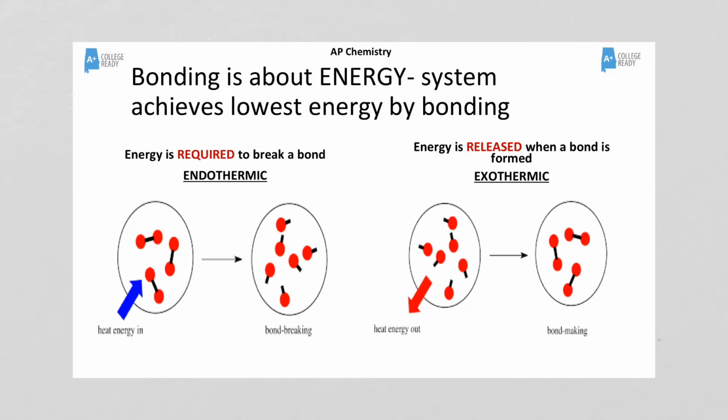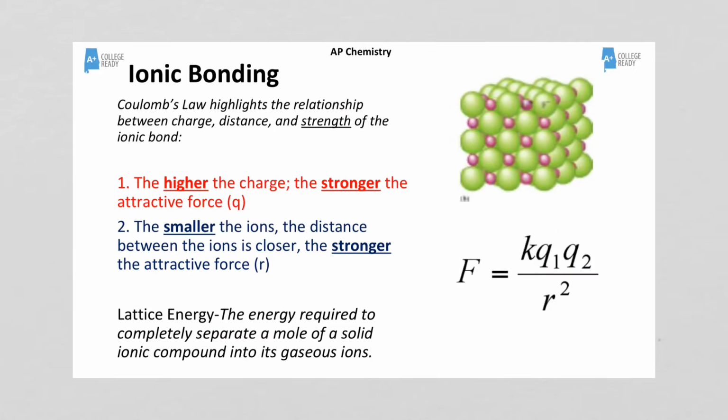So as you see, if a bond forms, energy is released. That's exothermic. But if we're trying to break a bond, we have to add energy. So adding energy breaks bonds. If energy is released, that means a bond has formed.